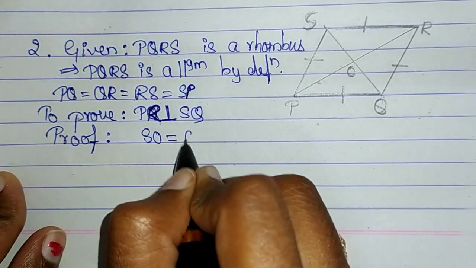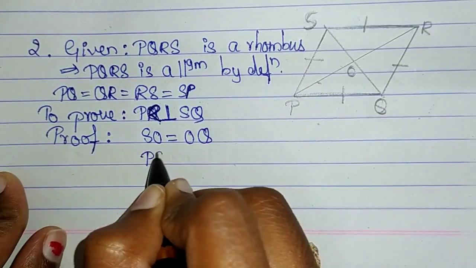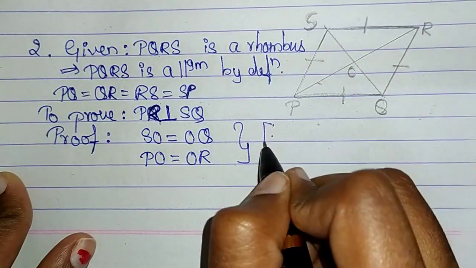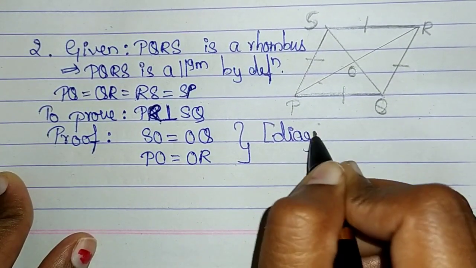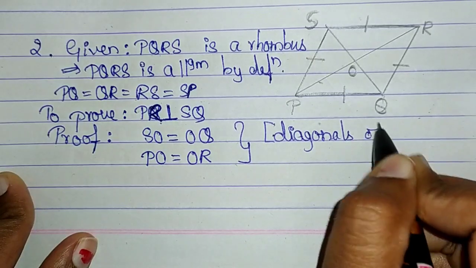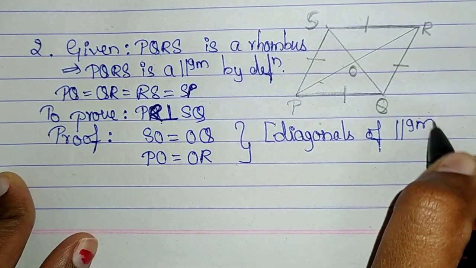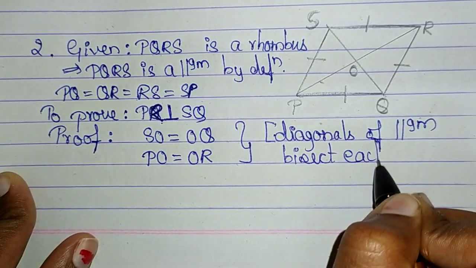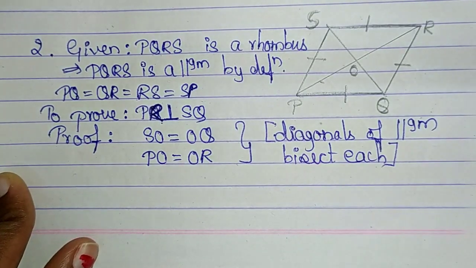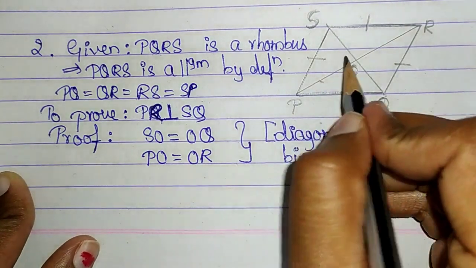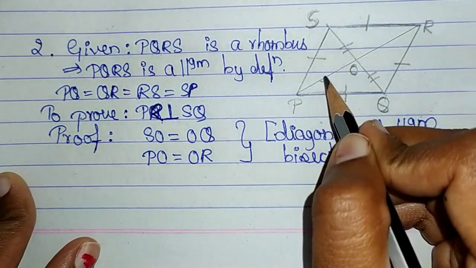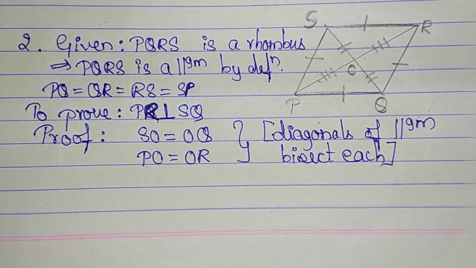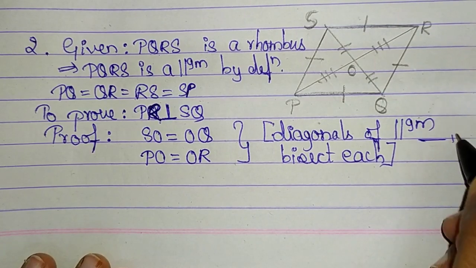SO is equal to OQ and PO is equal to OR, because diagonals of a parallelogram bisect each other. They make equal parts out of each other. So SO is equal to OQ and PO is equal to OR. Name this as result 1.